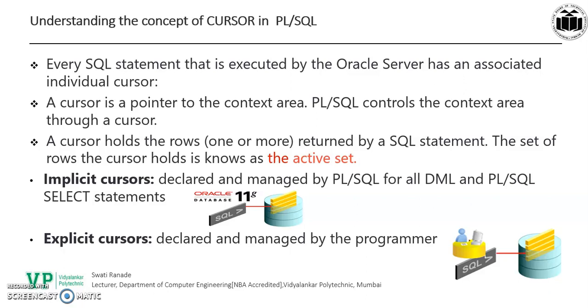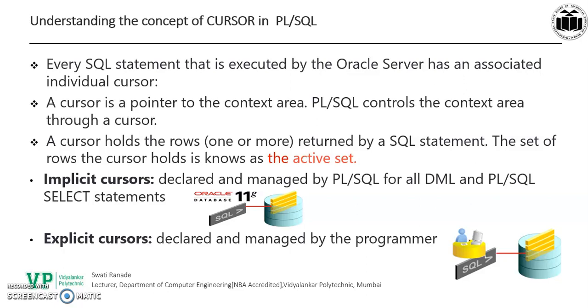A cursor holds one or more rows returned by a SQL statement. The set of rows or records the cursor holds is known as the active set. It has two types, implicit cursor and explicit cursor. Implicit cursors are declared and managed by PL/SQL for all DML, that is insert, update and delete commands, and PL/SQL select statements. Explicit cursors are declared and managed by the programmer.